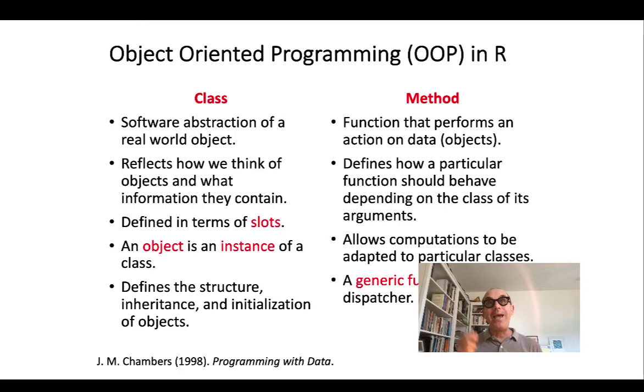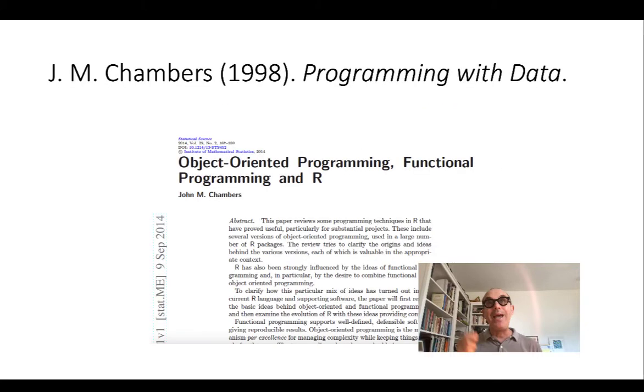An object is an instance of a class, and the method allows the computation to be adapted to a particular class. So the definition of the structure and the class is inherited and embedded into the object. The method is a generic function that is dispatched to the class itself.